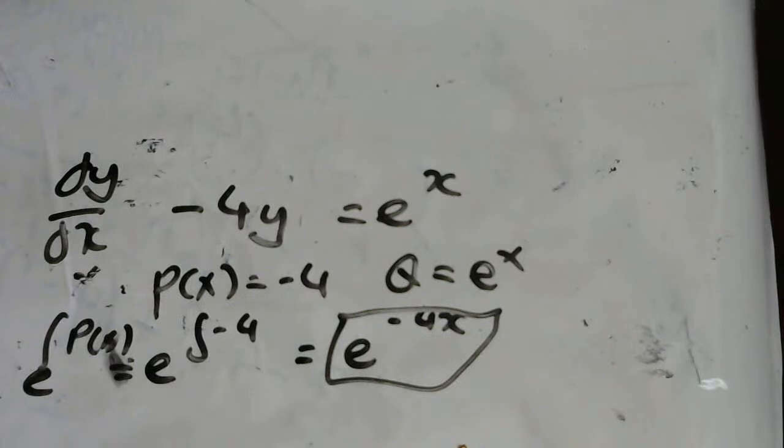E to the integral of p(x), and get what that is. All right? Okay? E to the integral of p(x) is e to the minus 4x. Now, the next thing I'm going to do, let's see if everyone's happy with that.